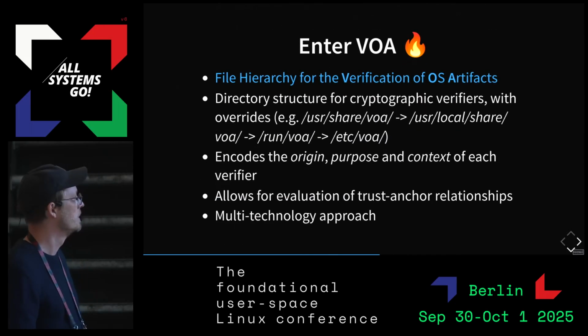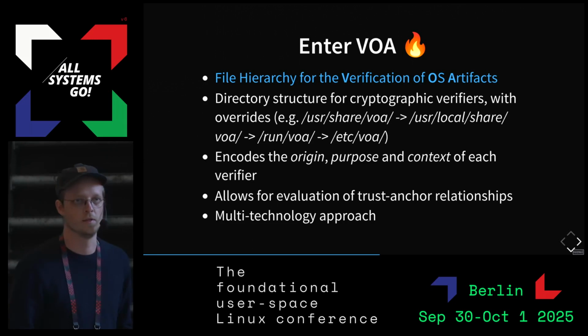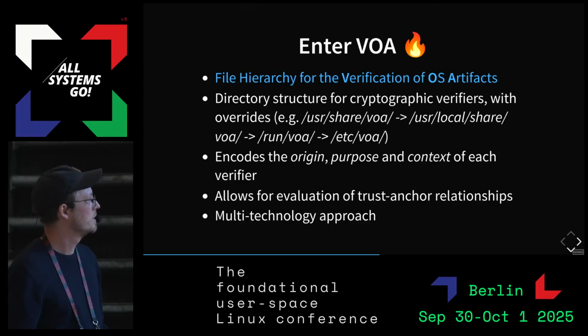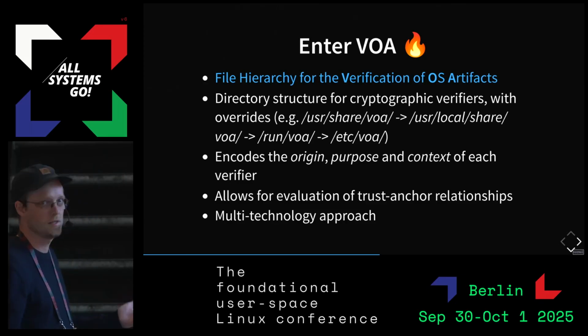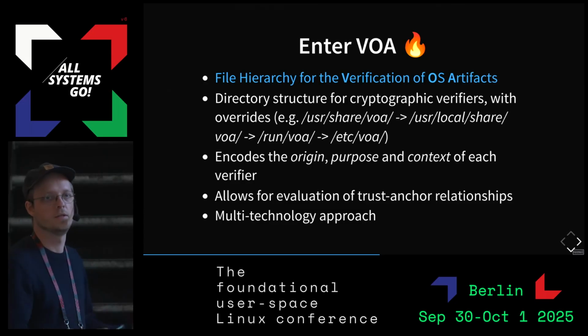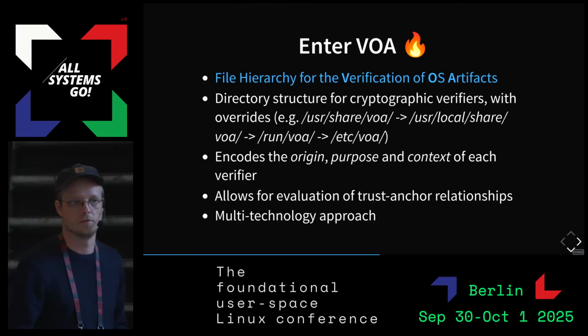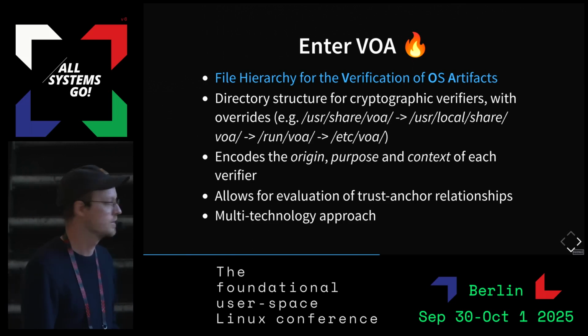similarities so far. And that's where the mouthful, the file hierarchy for the verification of OS artifacts, comes in. It's a specification that we've been writing since last year and basically finished, at least for the initial experimental support for OpenPGP. In short, it's a semantic directory for verifiers, and it allows overrides. It's similar to how you structure overrides in a systemd context with services, for instance. It functions similarly.